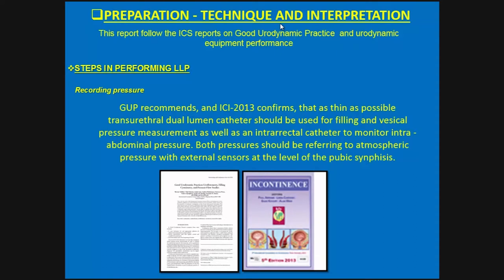Good urodynamic practice recommends, and the ICI 2013 confirms, that as thin as possible a transurethral dual lumen catheter should be used for filling and vesical pressure measurement, as well as an intrarectal catheter to monitor intra-abdominal pressure. Both pressures should be referenced to atmospheric pressure with external sensors at the level of the pubic symphysis.